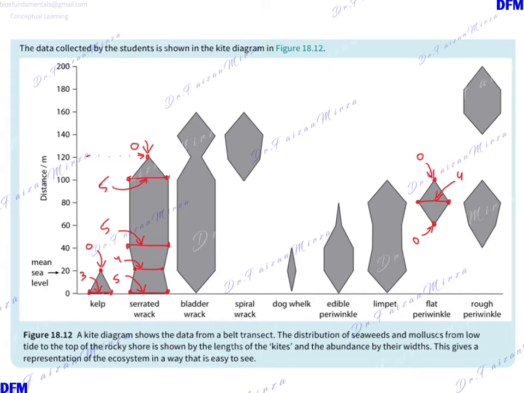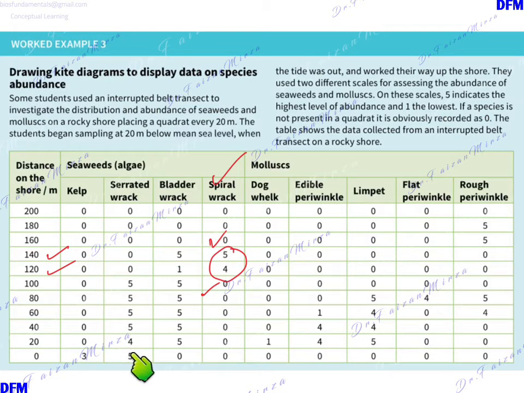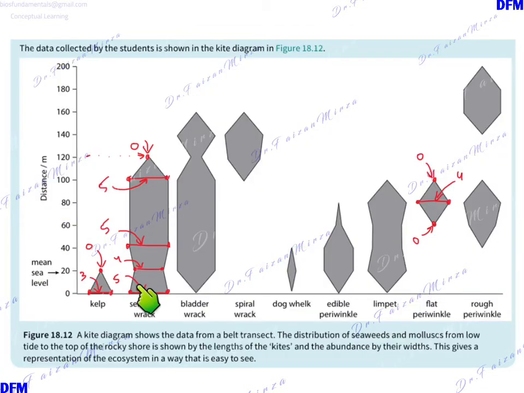Then for serrated rack, you can see it's 5 at the bottom, then 4, then 5, 5, 5 each, and it continues 5 till 100, and then it becomes 0. So what will we do? We'll again use the same kind of abundance notation that we use here. If 3 squares were representing 3 units here, I'll use 5 squares to represent 5 units here. There must be a gap between these two bars, these two kite diagrams, these two kites in fact.